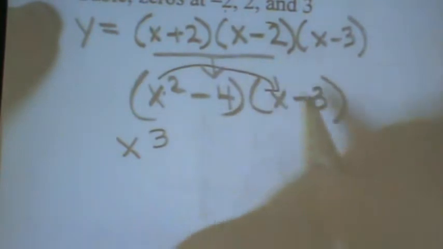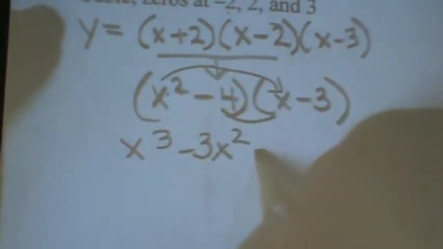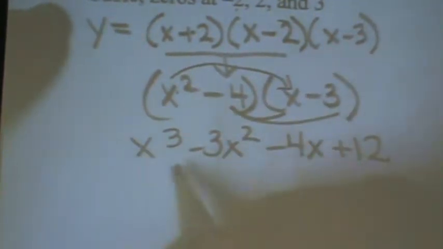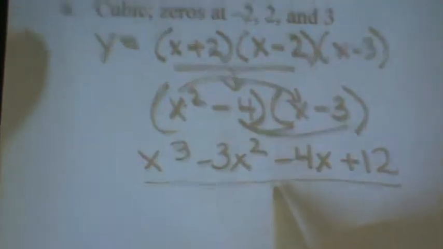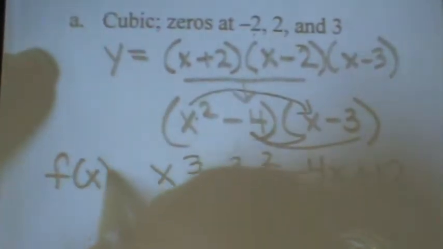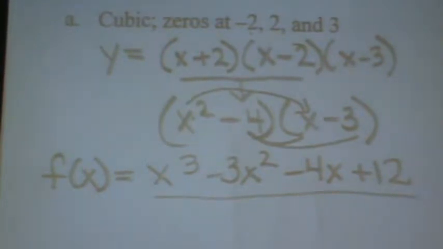So how are you gonna multiply this? You do x squared times x, which is x cubed. x squared times negative 3, negative 3x squared. Then minus 4x, and then plus 12. And this would be the polynomial in standard form, given that you had these 3 zeros. So if you want to write f of x, or if you want to write y, I don't care. Okay? Let's try the next one.